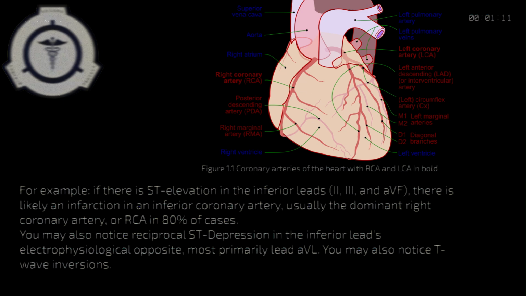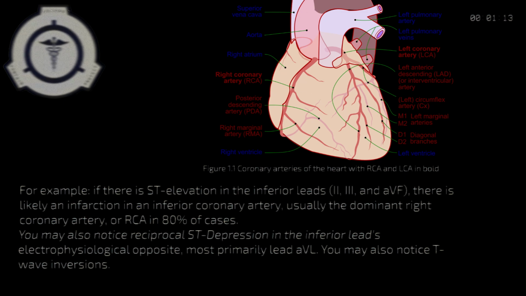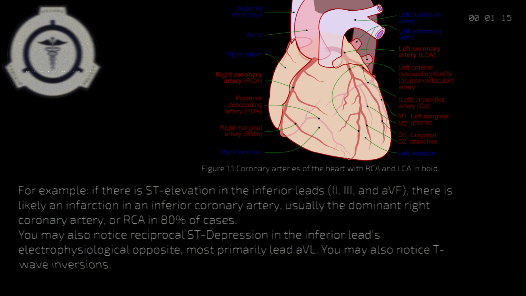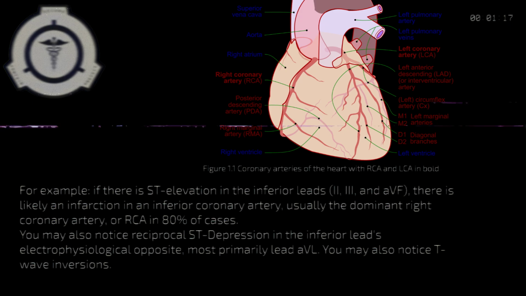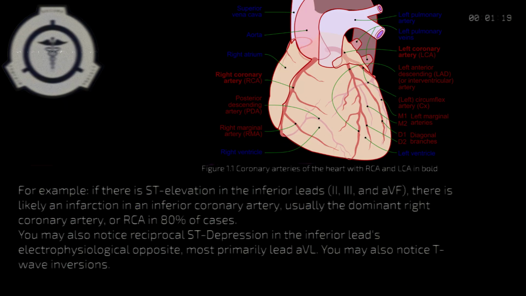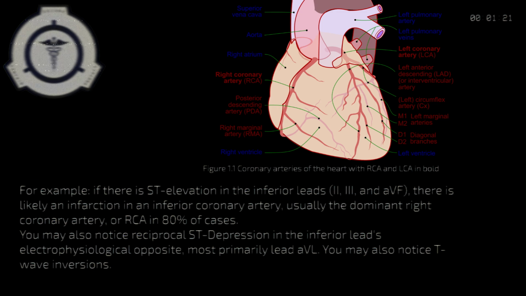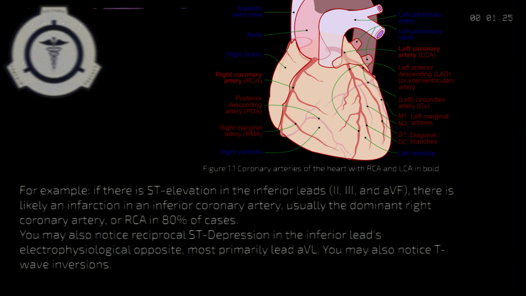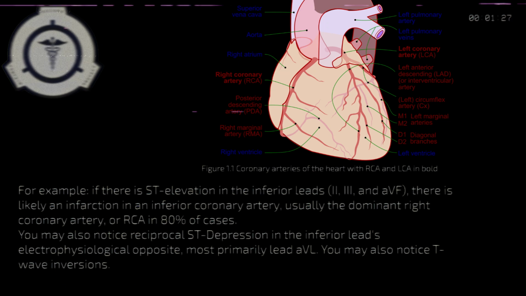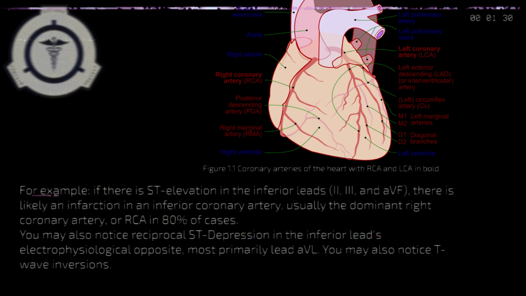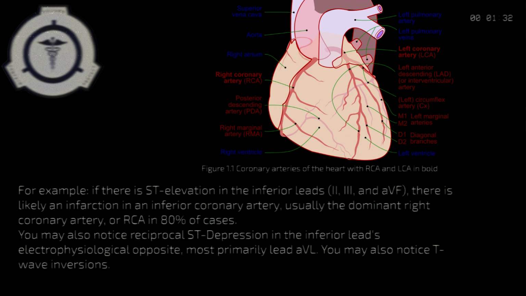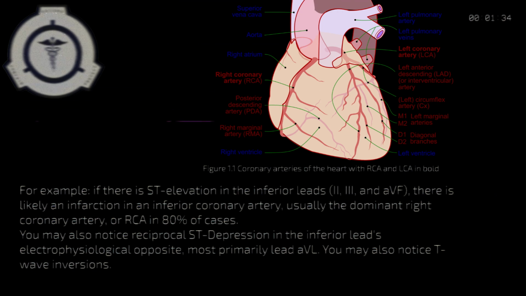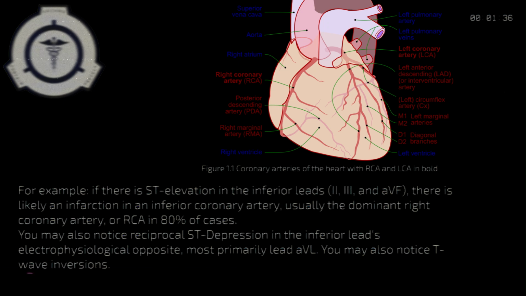For example, if there is ST elevation in the inferior leads, 2, 3, and AVF, there is likely an infarction in an inferior coronary artery, usually the dominant right coronary artery, or RCA, in 80% of cases. You may also notice reciprocal ST depression in the inferior leads' electrophysiological opposite, most primarily lead AVL. You may also notice T-wave inversions.